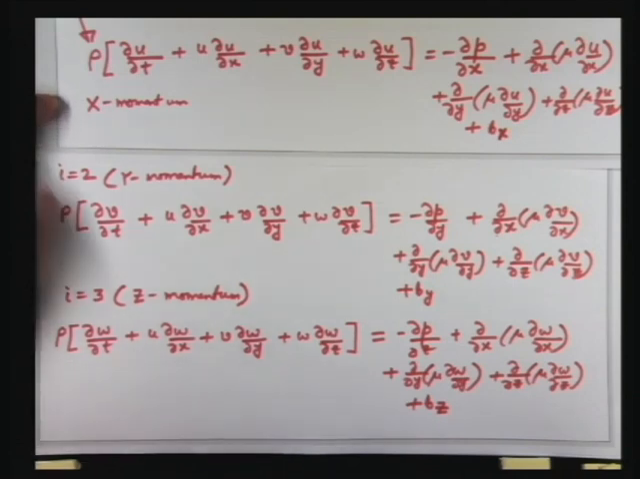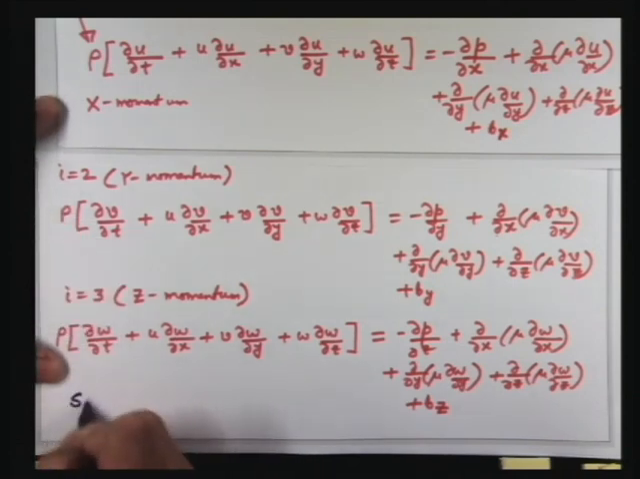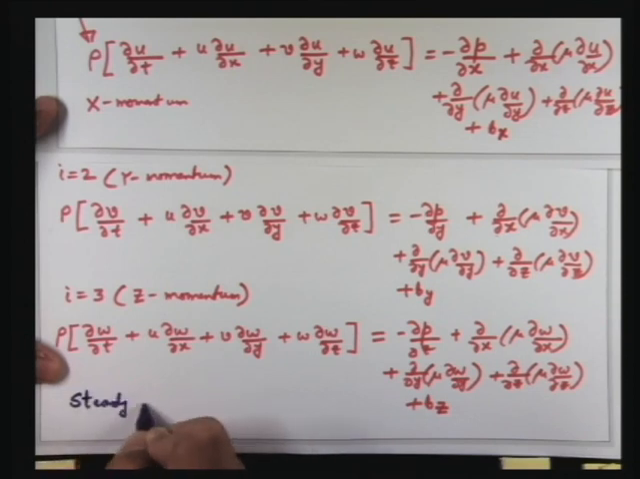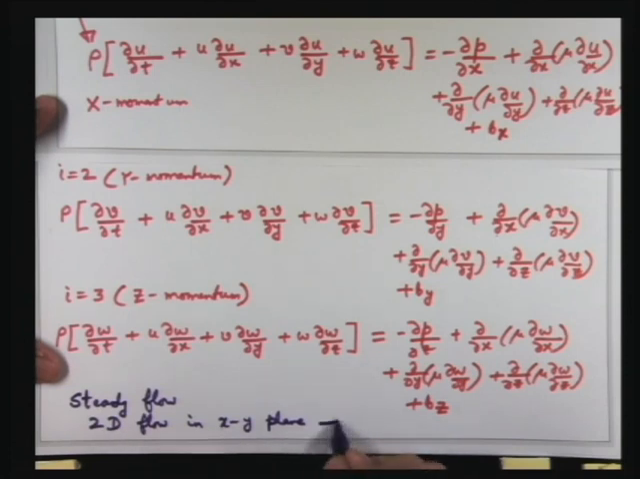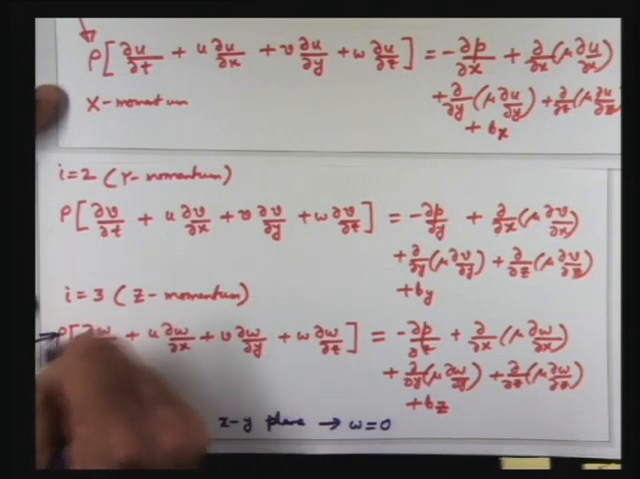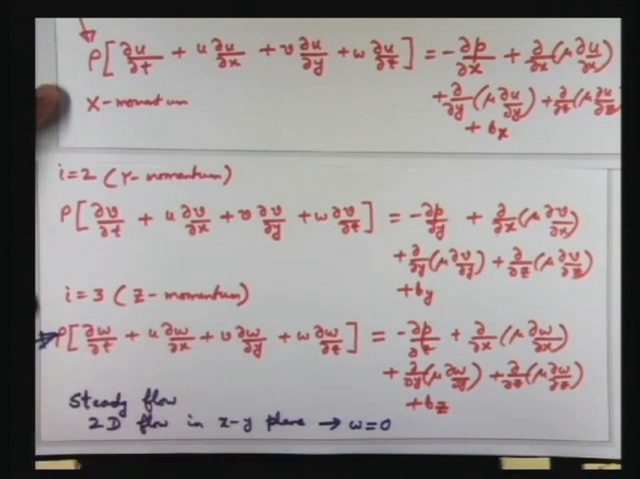Now we will try to simplify this equation for steady and two-dimensional flow. Steady flow and two-dimensional flow, in the xy plane. So if you have two-dimensional flow in the xy plane, that means you have w equal to 0. Right? You have only u and v. There is no w component. So that means this equation is not needed anymore, because it involves w.